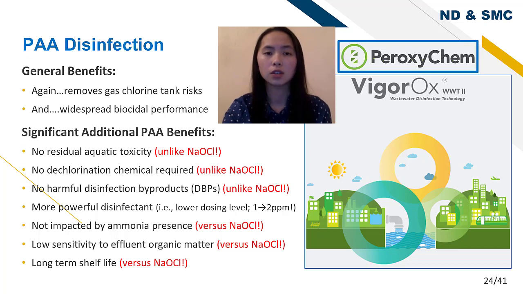Since peracetic acid is also a more powerful disinfectant than sodium hypochlorite, the dosing levels are relatively low. We're looking at 1 to 2 ppm. And unlike sodium hypochlorite, peracetic acid is relatively unaffected by variations in ammonia and organic matter. Lastly, efficacy up to pH 9 and long shelf life make peracetic acid particularly appealing for wastewater treatment.